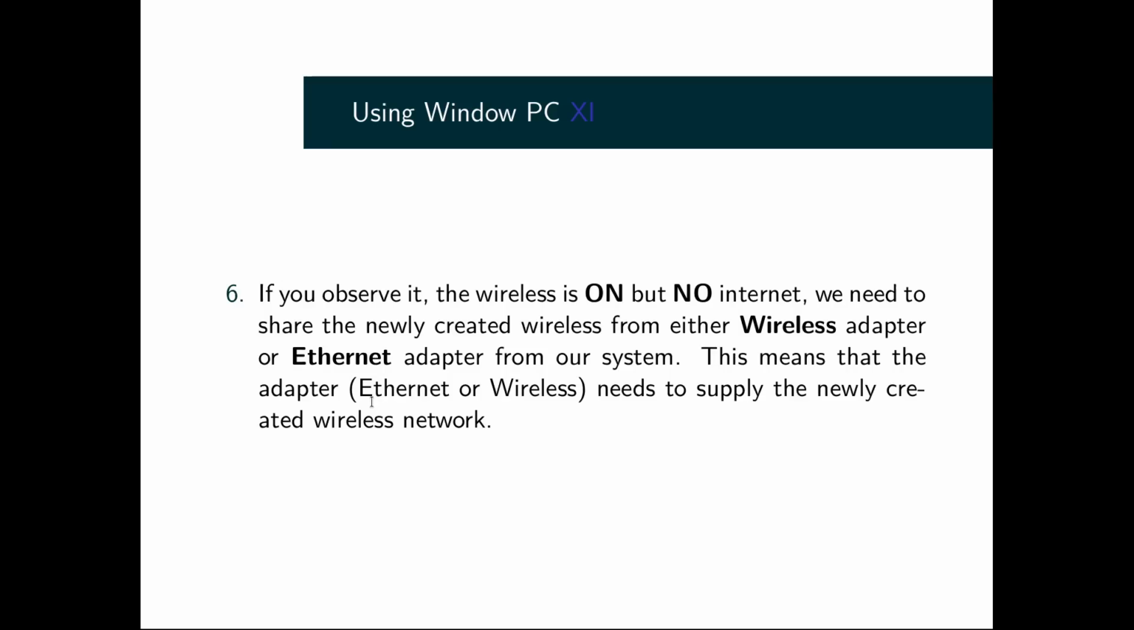If you observe, the wireless is on. You can put on your wireless device and you'll be able to see it, but if you connect, you will acquire an IP, but you won't be able to browse. So we need to share the wireless, the newly created wireless network from our hosted network.